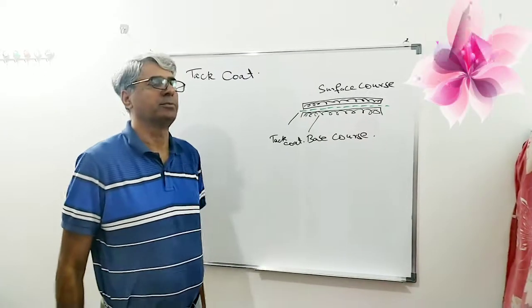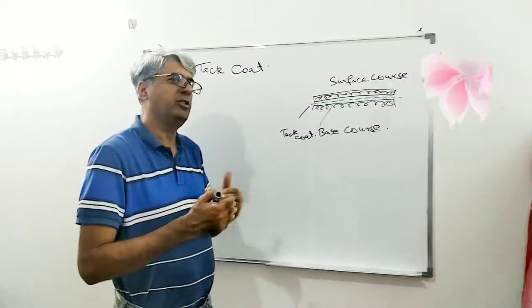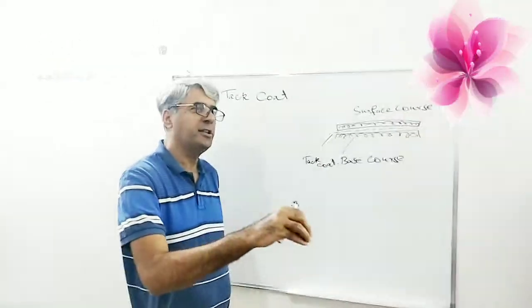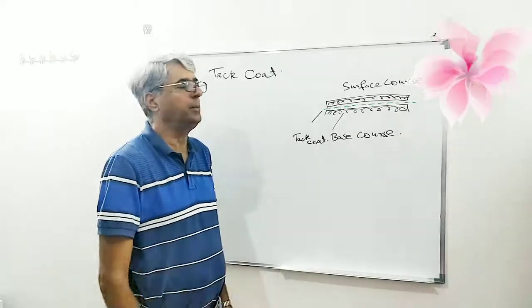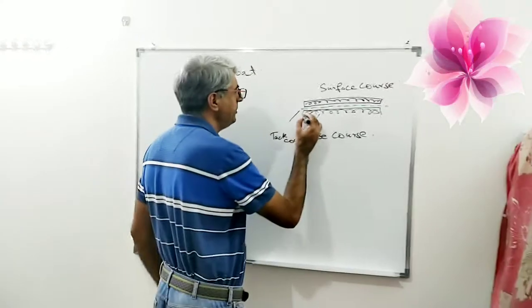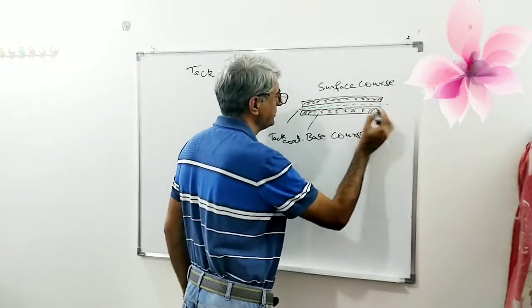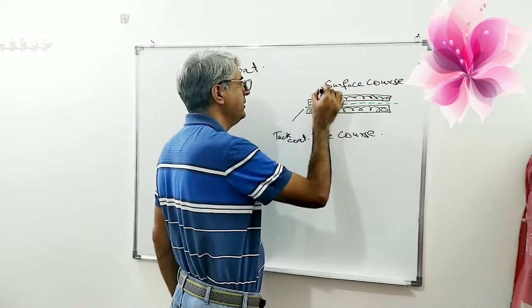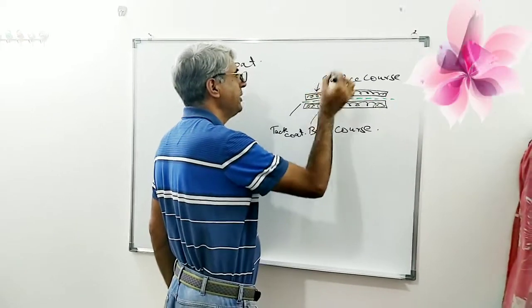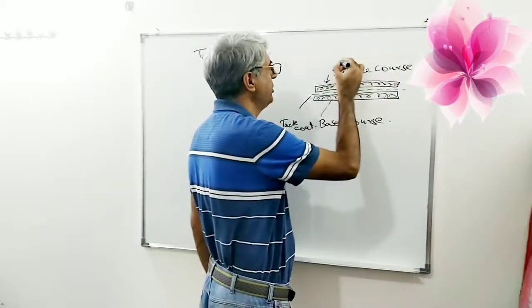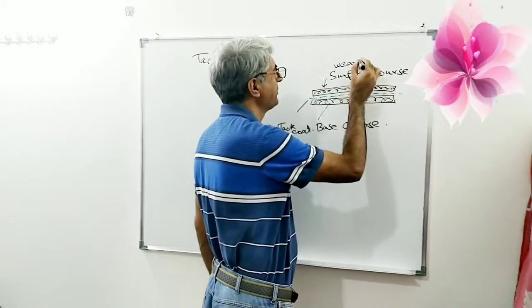To start the tack coat. Before I start explaining the tack coat, just for you to understand where we are going to apply the tack coat, please see this diagram. Please see this figure. You see this bottom portion. This is the base course, and this is the top one. This is known as the surface course, or another word we can also give this name, wearing course.